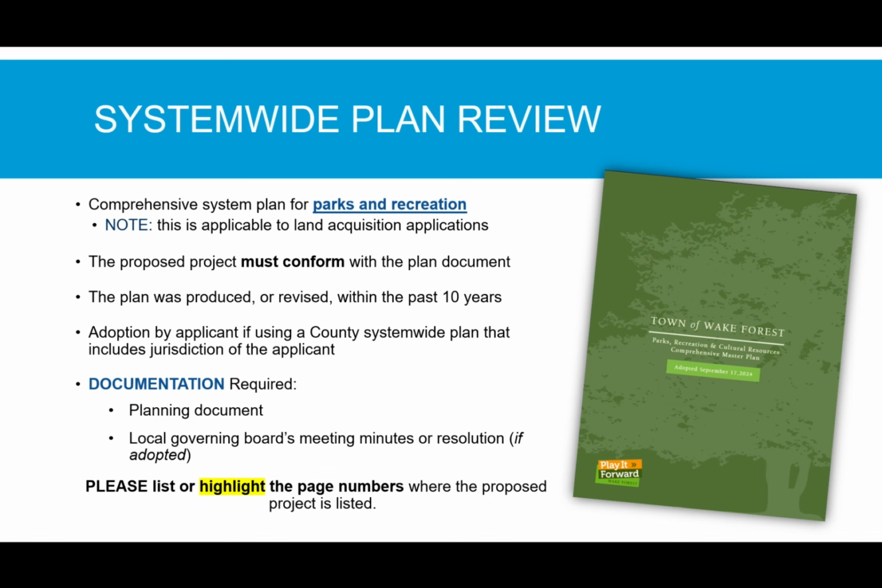And if it's a system-wide plan that a local jurisdiction is using, your local jurisdiction should adopt that plan. This is applicable to applications that are doing land acquisition only. Documentation that we're looking for is the actual planning document, the local governing board's meeting minutes or resolution, if adopted, that show that. And again, highlight the page numbers where the proposed project is listed.